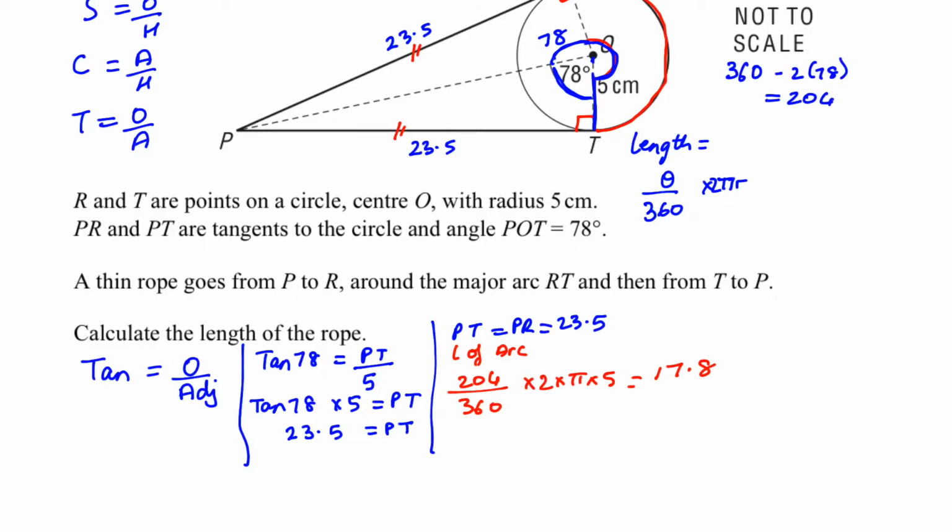So the total length is equal to the sum of PT plus PR plus the length of arc RT. So 23.5 plus 23.5 plus 17.8 will give us 64.8. So that is the length of the rope.